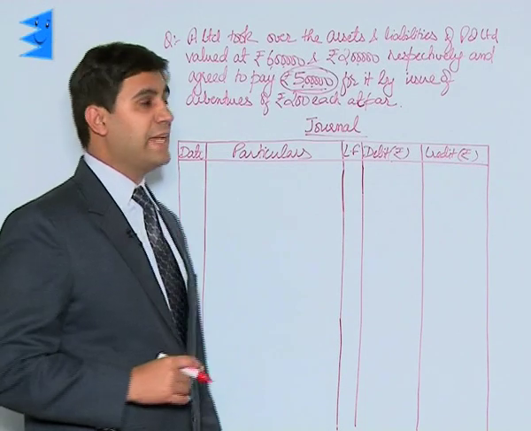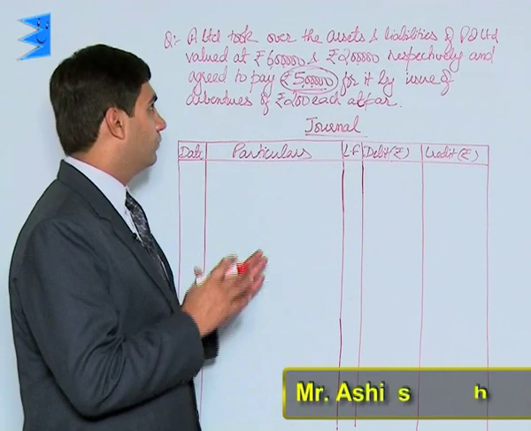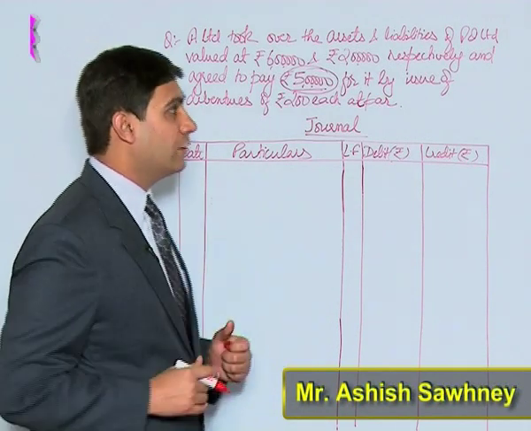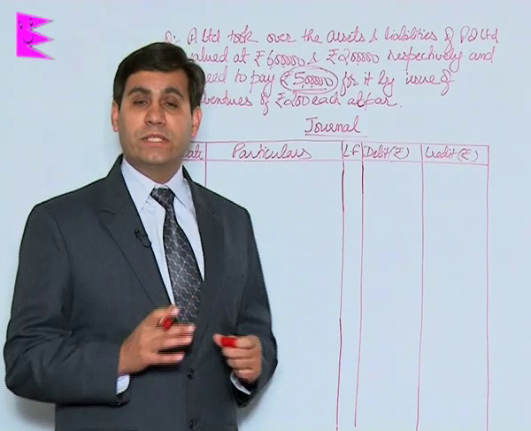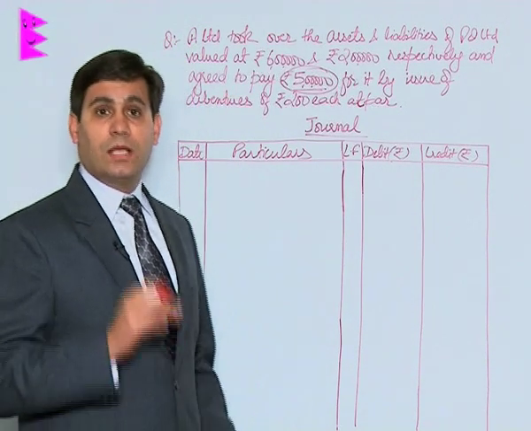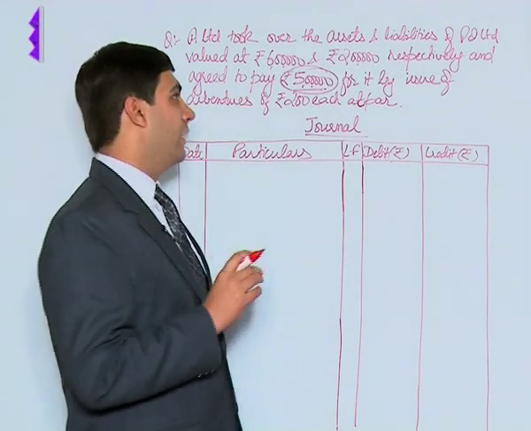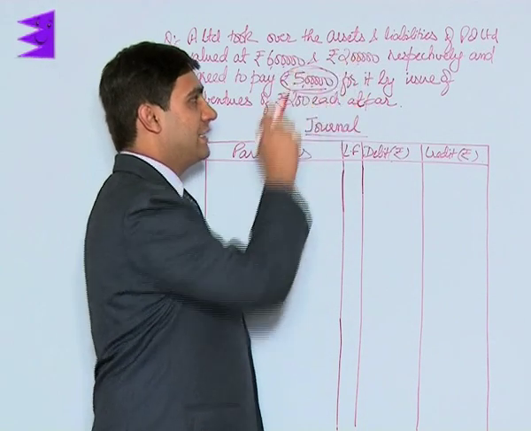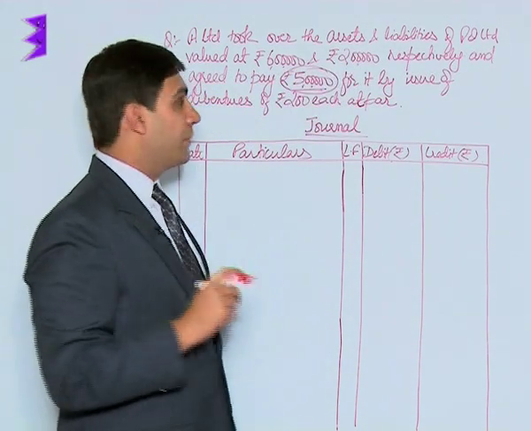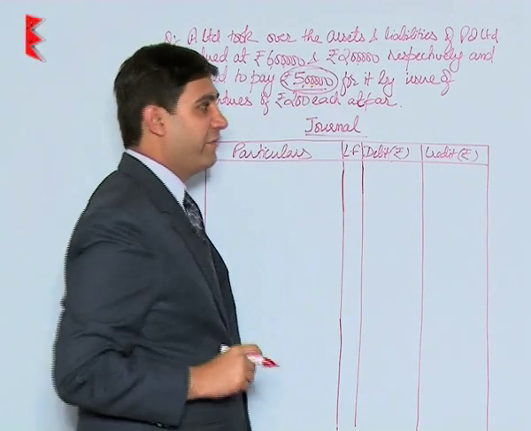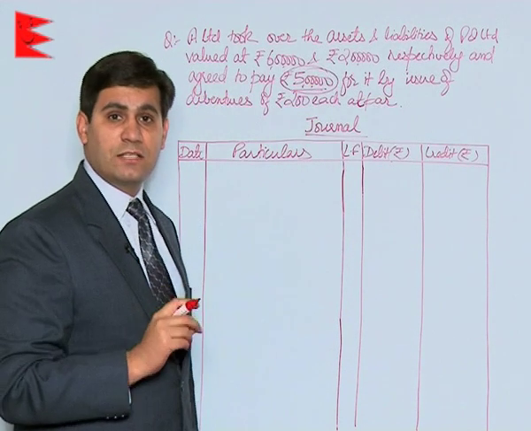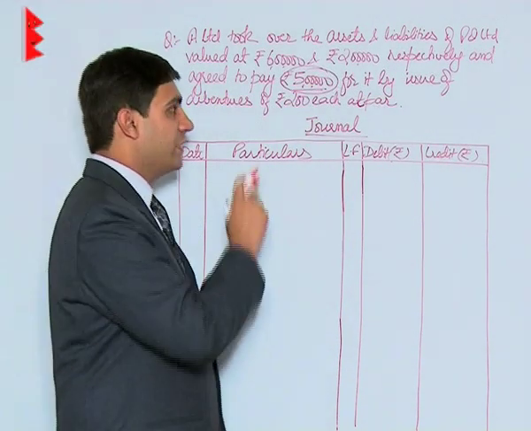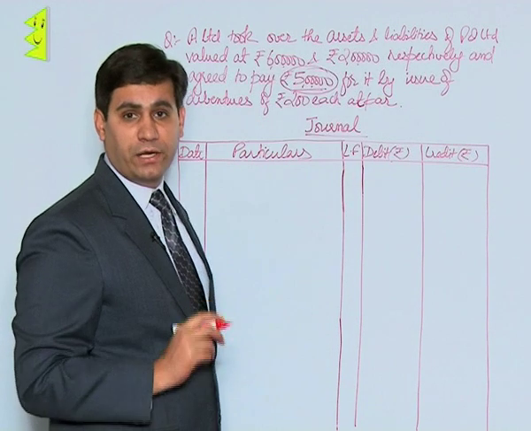A Limited took over the assets and liabilities of PQ Limited at valuation of 6 lakh and 2 lakh respectively. That means, students, here PQ Limited is the vendor and the assets that are taken over are valued at 6 lakh and liabilities at 2 lakh at a purchase consideration of rupees 5 lakh. This consideration has been settled by issue of debentures of rupees 200 each at par.